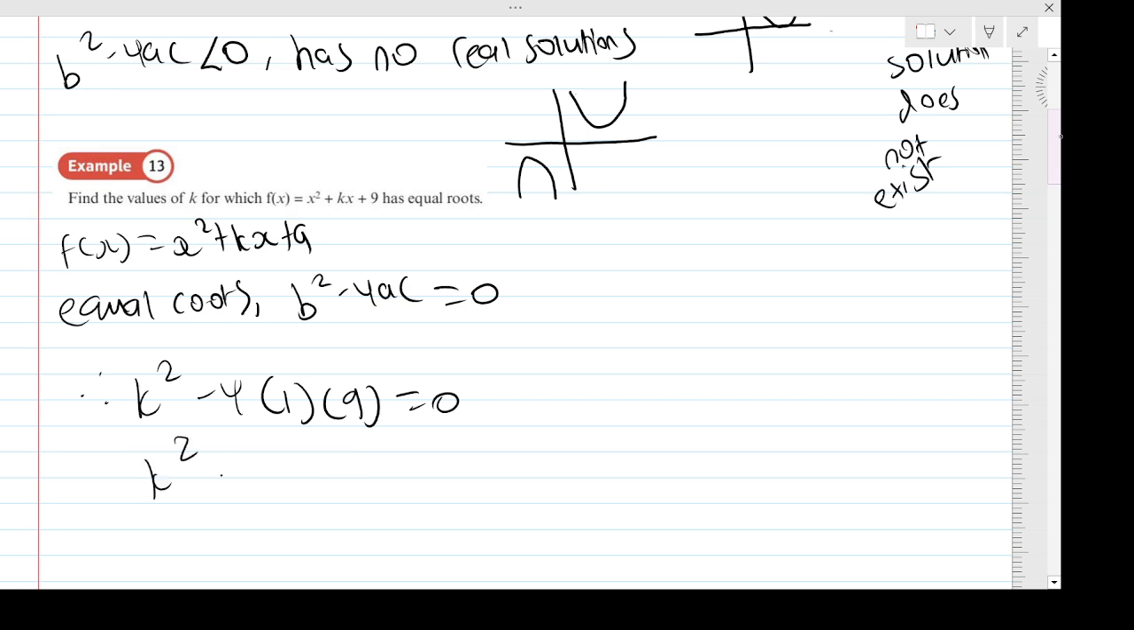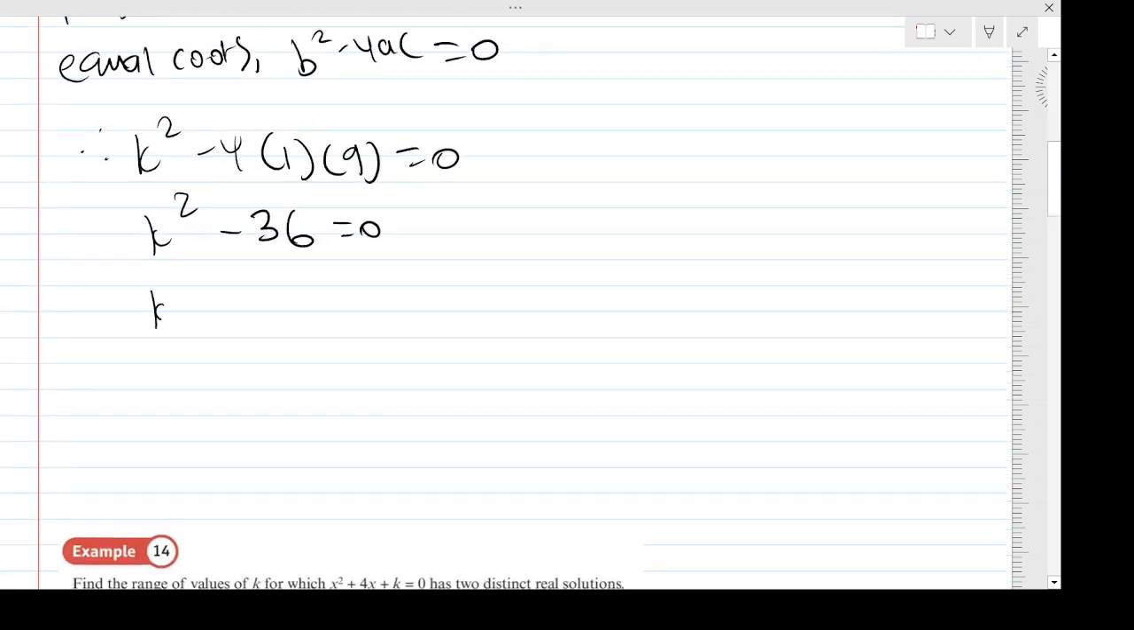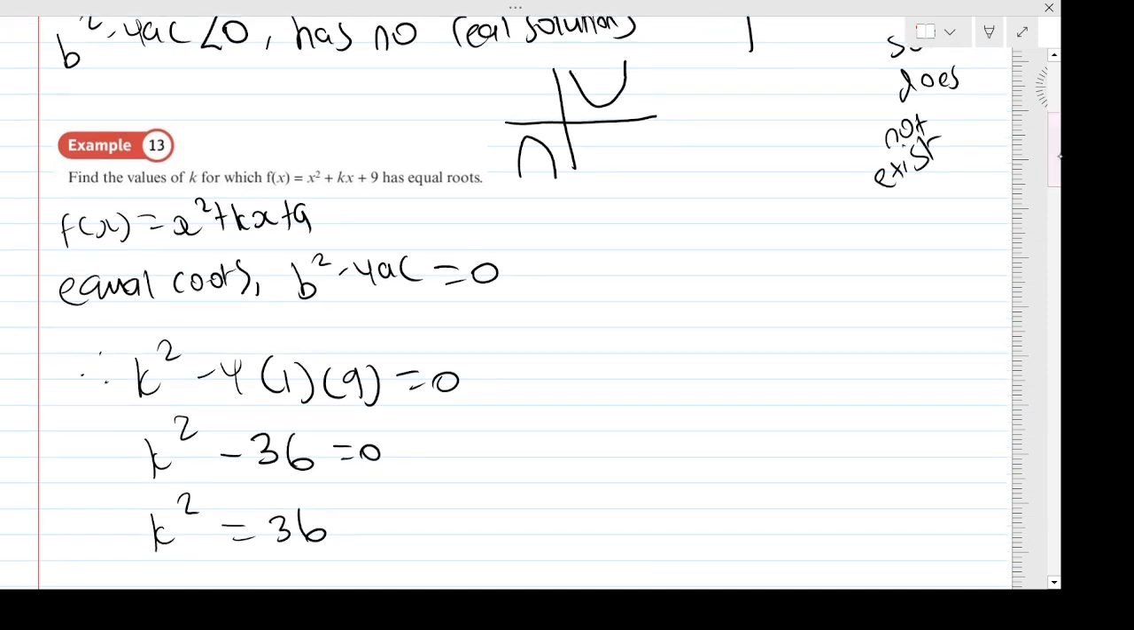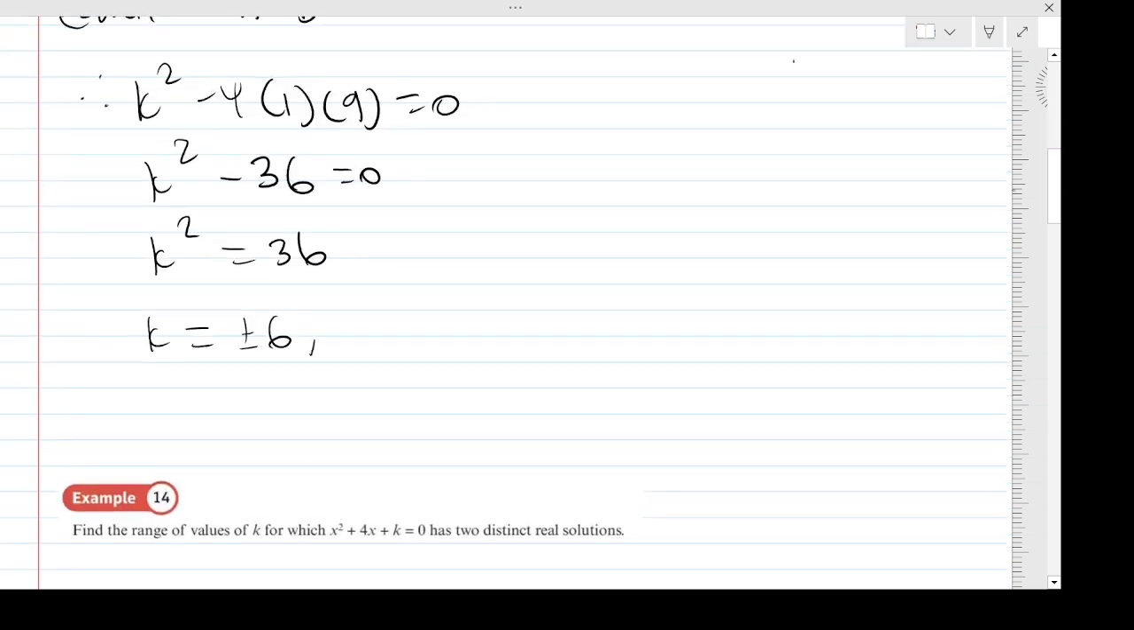So we can simplify this. k squared minus 4 times 1 times 9, that's minus 36. Okay. Then I can solve this. If I move the 36 to the other side, I can then square root both sides. So k is plus or minus square root 36, which we should know is just 6. Okay, so we've got two solutions for k, and that's it. It's asked us to find the values, so it implies there's more than one, and we've got more than one. Cool, so that's it. Therefore the solutions are k equals 6 or minus 6. There we are, cool.